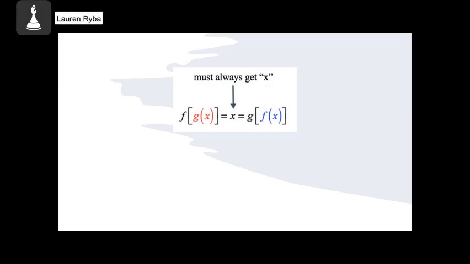So the way to check that you have inverse functions is to plug the one function into x for the other function. You can do g of f of x or f of g of x, but you must always get x. If you get anything other than x, you do not have inverse functions.